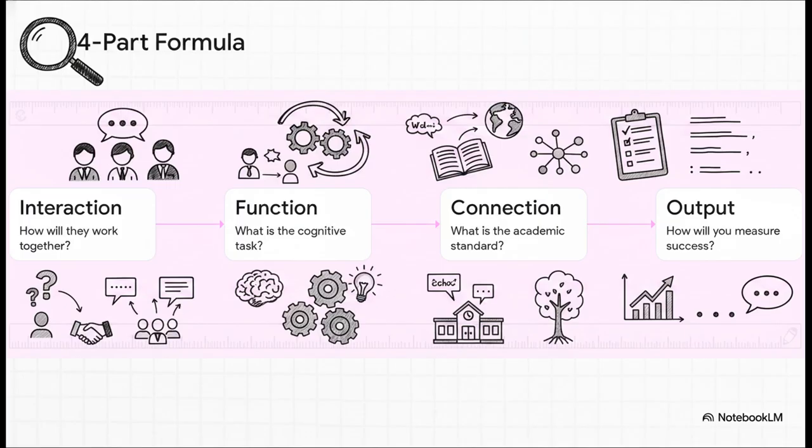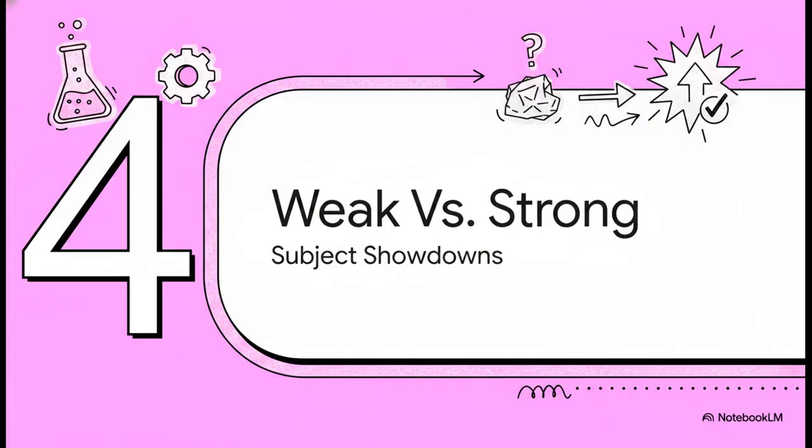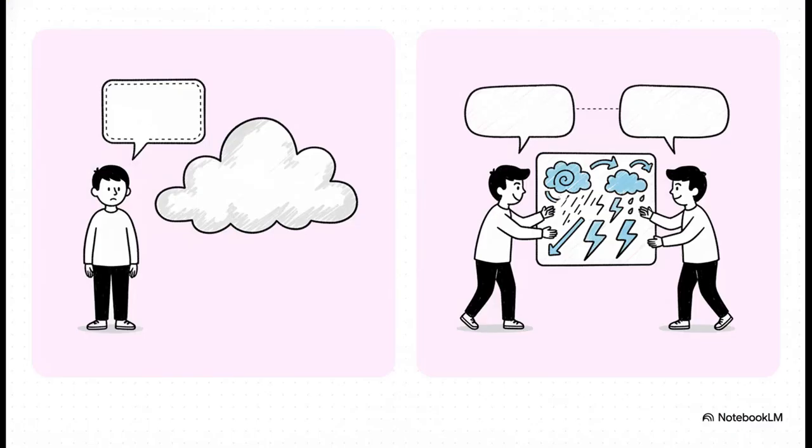Is it through complete sentences, maybe sequential transition words, or cited evidence? Which brings us to Section 4, weak versus strong showdowns. To really cement this idea, we're going to put this exact equation to the test with some back-to-back subject showdowns. First up, science.